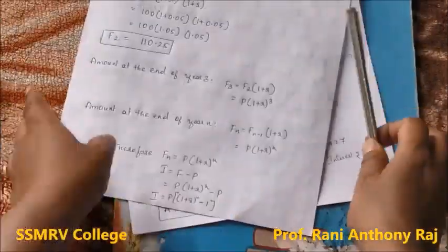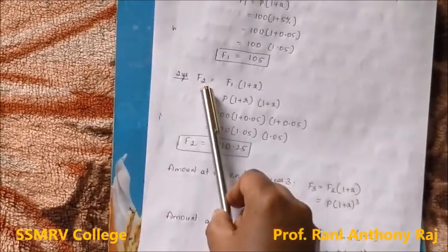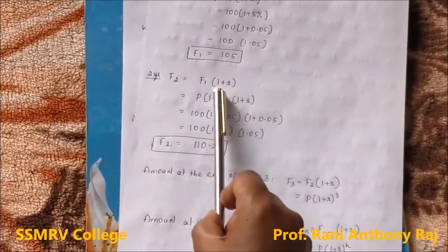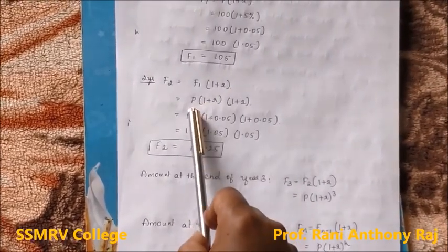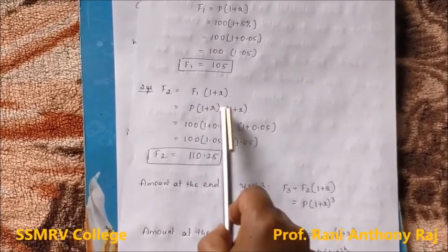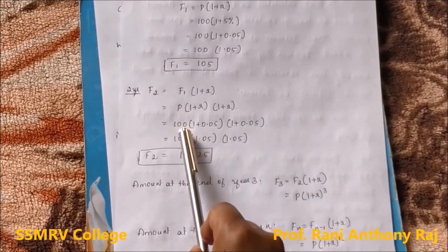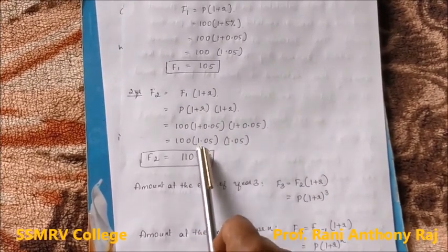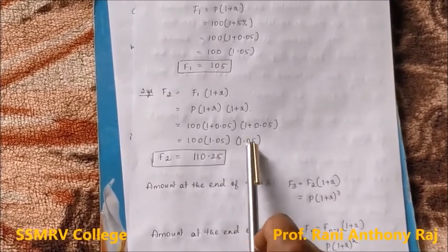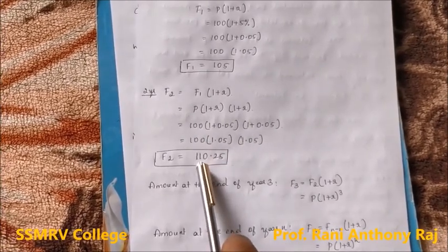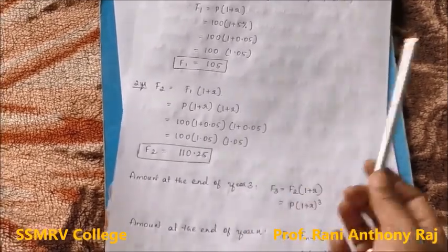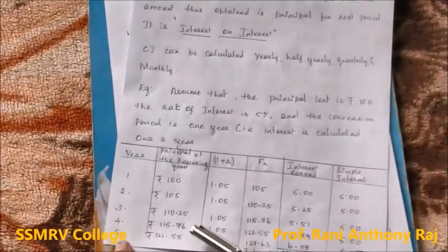On the working note again, financial year 2 is equal to F1, that is P(1 + R), into (1 + R), which will be squared here. So 100 is the principal amount, and 1 + R value is 1.05. 1.05 into 1.05 into 100, you will get the value as 110.25.